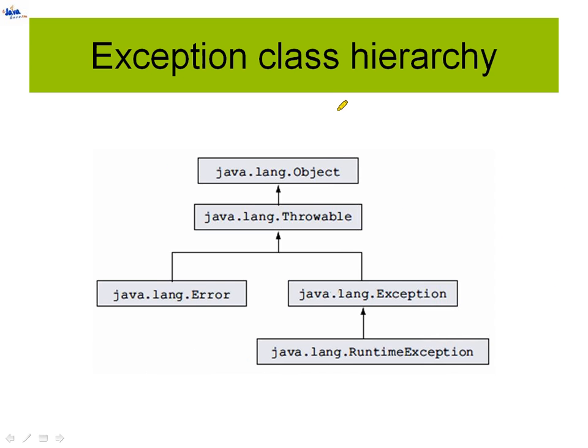So now this is the exception class hierarchy in which exception and error extend throwable, and the runtime exception extends exception. I won't talk a lot about it because I believe that the attendees of this session are quite comfortable with these classes.